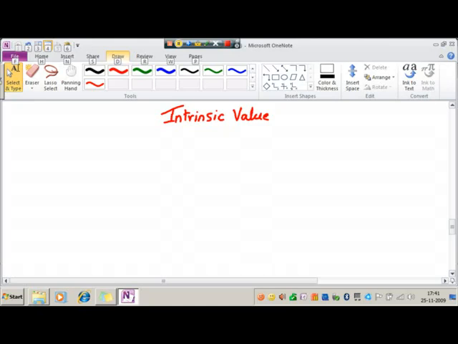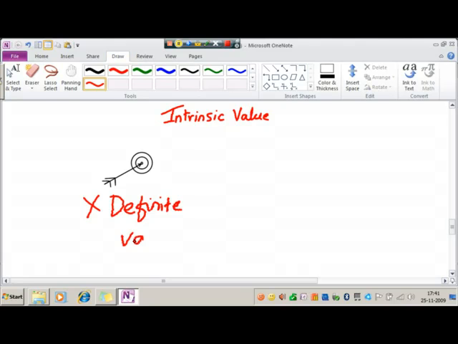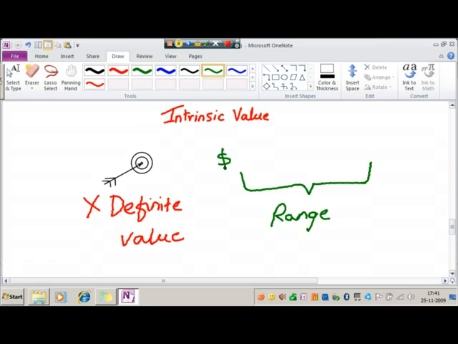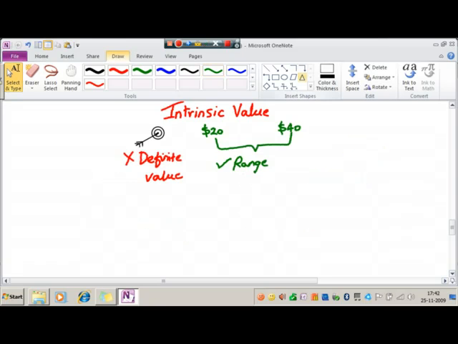Hi, I'm going to describe intrinsic value as described by Ben Graham in the book Security Analysis. The first thing Ben says is that intrinsic value is not a target. It's not a definite value which one can ascertain for any company or organization, stocks or bonds. He says that it's more like a range within which one could say the intrinsic value of the organization falls. So you could say an organization has a value between $20 and $40, as an example. So that's how he described it.